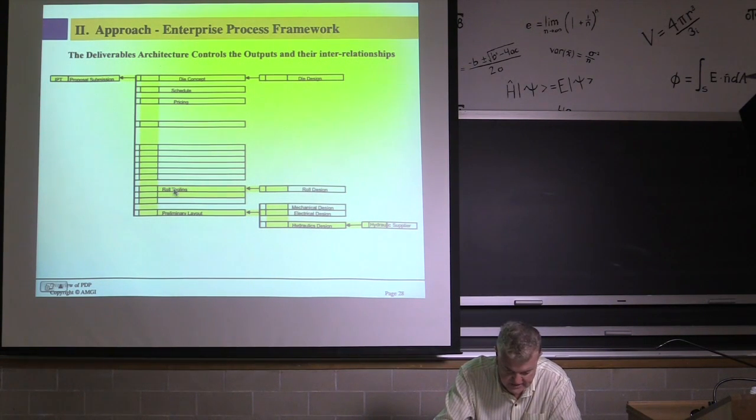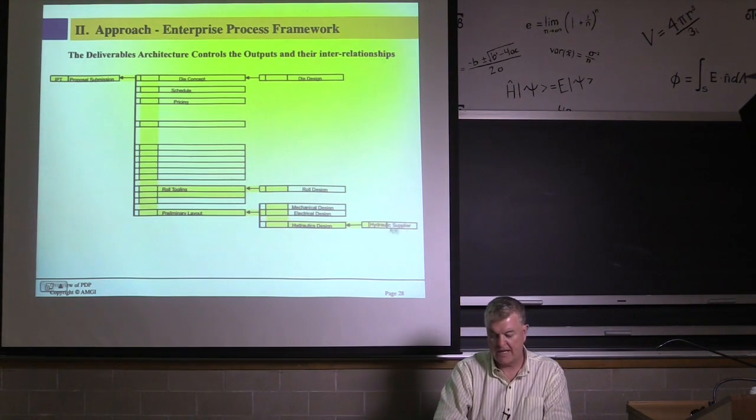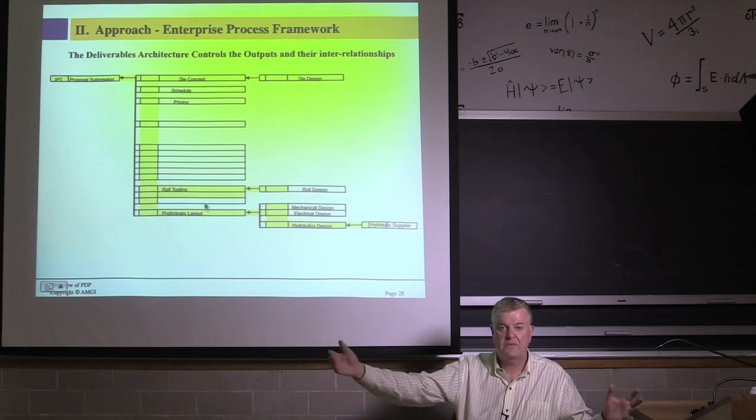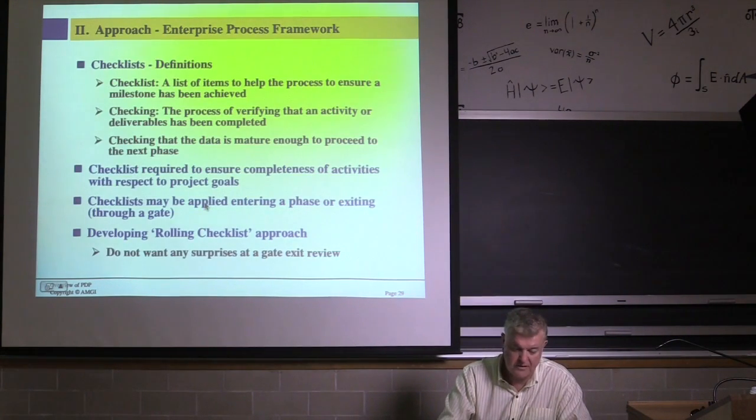And roll design did the roll tooling. The preliminary layout was a mechanical and electrical design, with a hydraulic supplier creating the hydraulic design. You needed mechanical, electrical, and hydraulic ready for the preliminary layout of the machine so that you could actually tell the customer what they were getting, at least at a conceptual level.